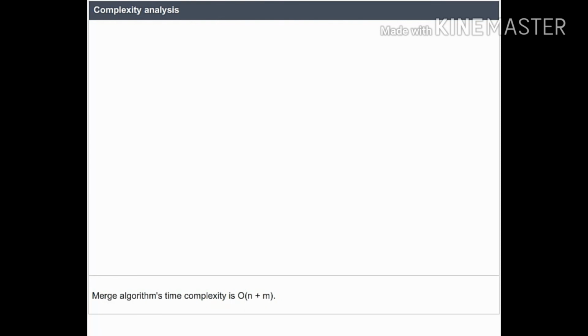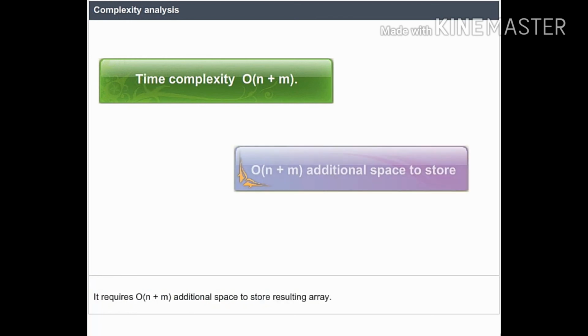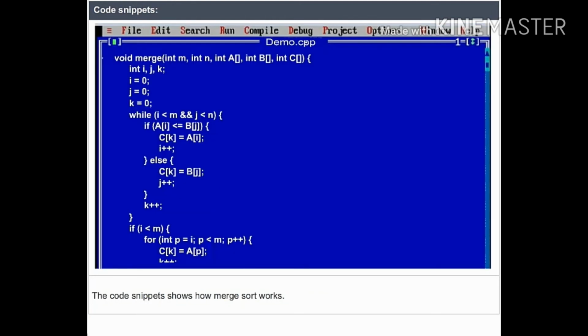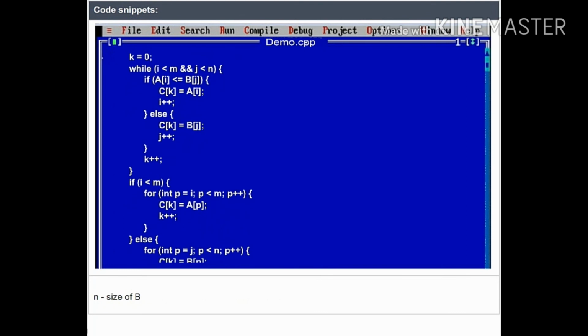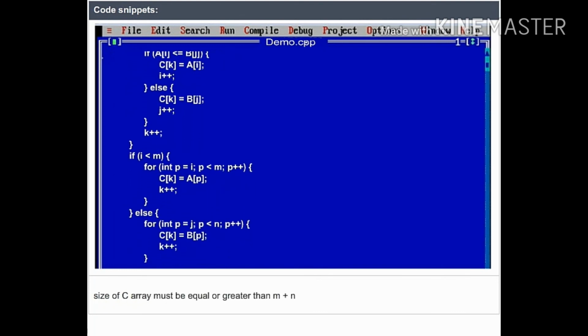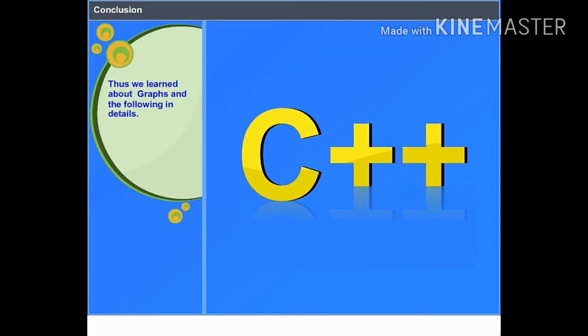Complexity analysis. The merge algorithm's time complexity is O(n + m). It requires O(n + m) additional space to store the resulting array. Code snippets. The code snippets show how merge sort works. M is the size of A, N is the size of B, and S, the size of the C array, must be equal to or greater than M plus N.